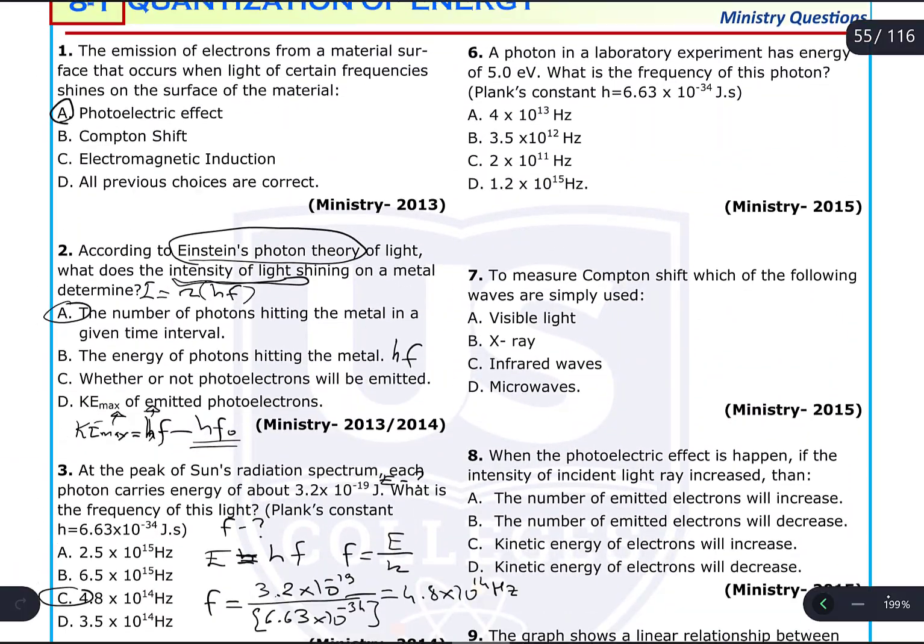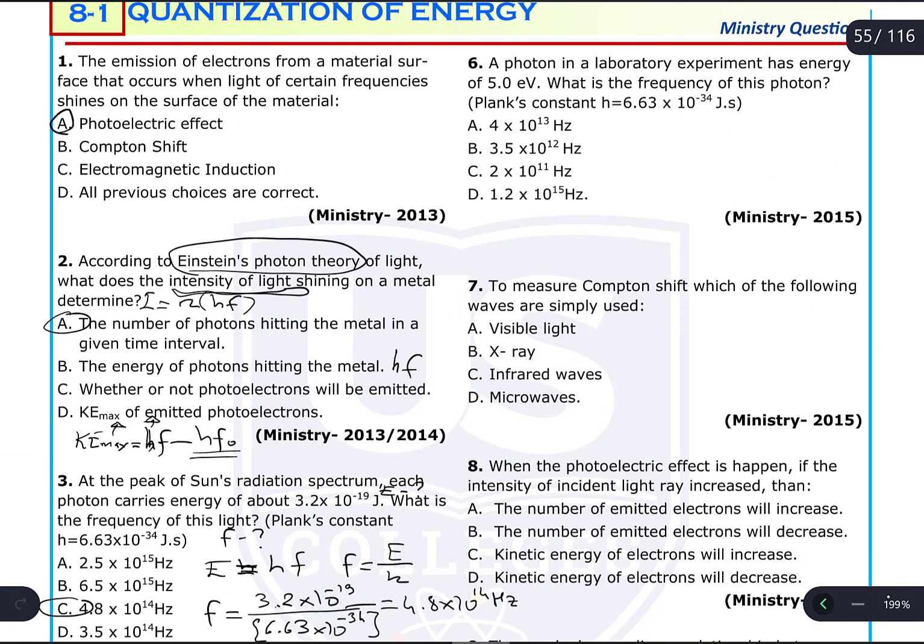Question number 6. A photon in a laboratory experiment has an energy of 5 electron volts. What is the frequency of this photon? The equation for the energy of the photon must be used, but first we have to convert the energy of the photon from electron volts to joules. To do that, we multiply the electron volts by 1.6 times 10 to the power of negative 19.